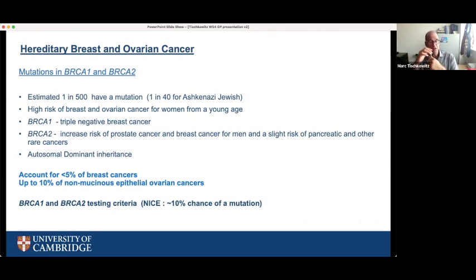These two genes account for less than 5% of all breast cancers, but a significant proportion of common epithelial ovarian cancer, so the serious type of ovarian cancer, up to 10% may be accounted for by mutations in these genes. And currently, the NICE CG164 criteria recommend a 10% chance of finding a mutation before we offer testing. And this is the sort of thing that can be calculated using the CanRisk algorithm.